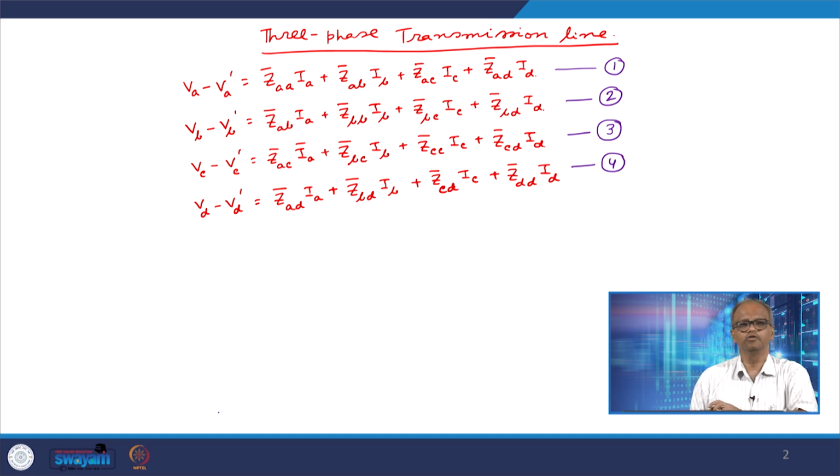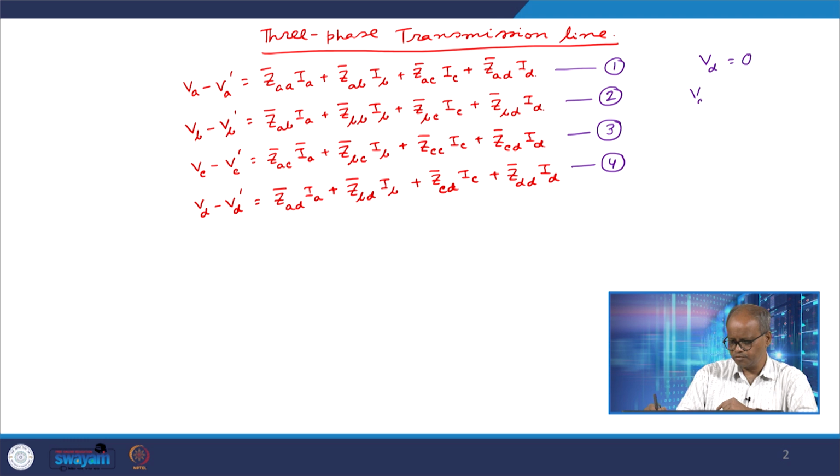Now, if you recall from the diagram we showed in the last lecture, point D is connected to the local ground. Therefore VD is equal to 0, which we are taking as the reference. We have also shown that the points A dash, B dash, C dash as well as D dash are all connected to the remote ground. So all these points are at the same potential.